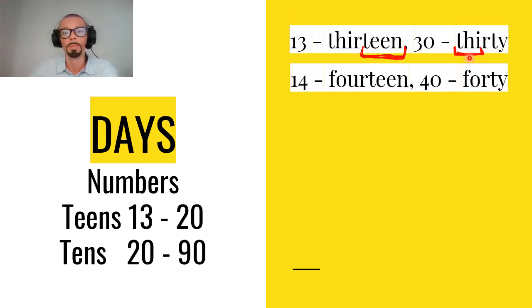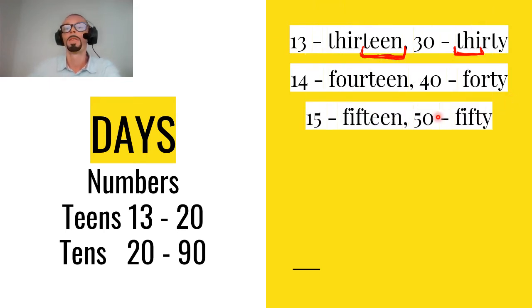Let's see. 14, 40. 15, 50. Let's underline these syllables again. So 14, 40. 15, 50. This is the difference.